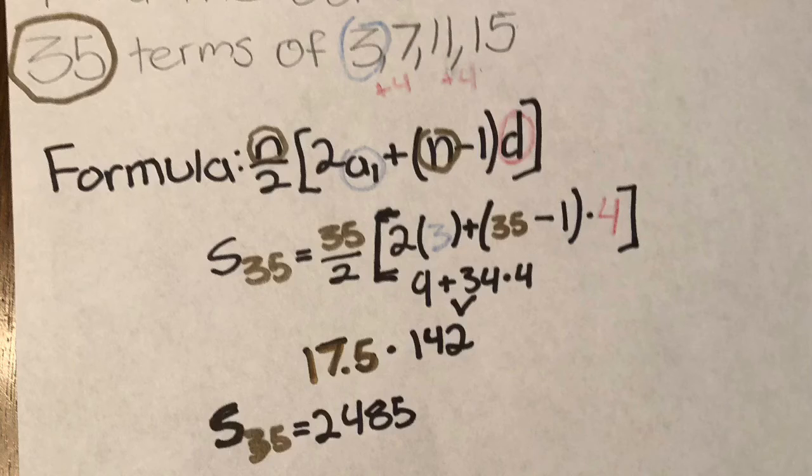After that, it's very simple. You do 35 divided by 2, which is 17.5. Then you do 2 times 3, which is 6. Bring down the plus sign. Then 35 minus 1, which is 34. Then bring down the times 4. Then you add 6 plus 34. Then multiply by 4, which is going to give you 160. Then you multiply that by 17.5, and then the answer is going to be 2,485.